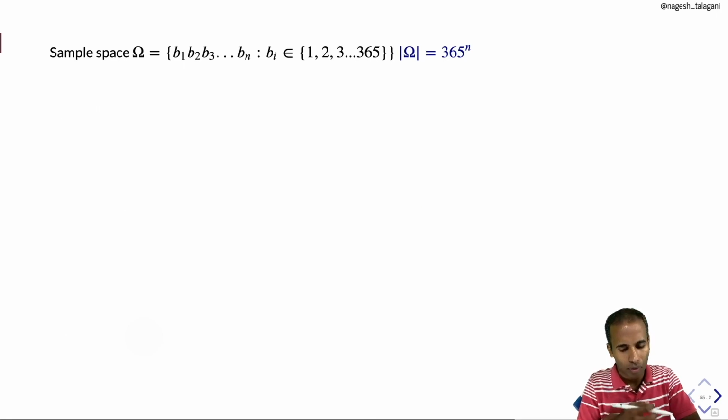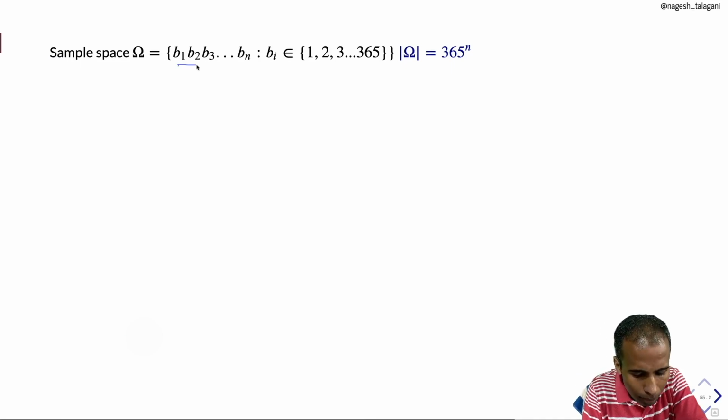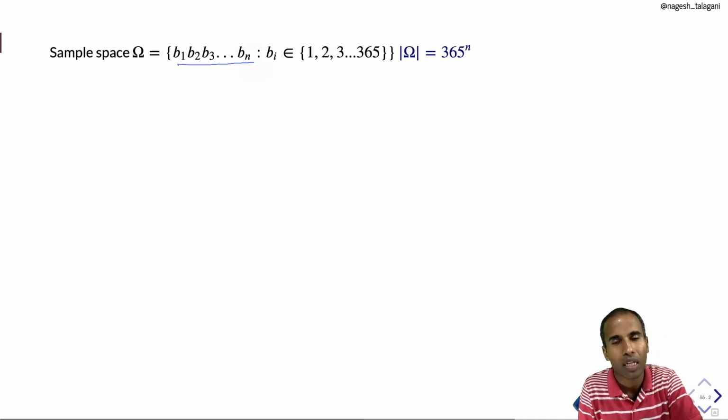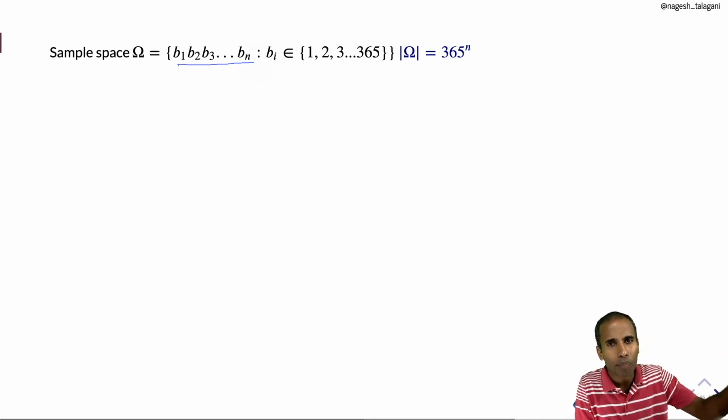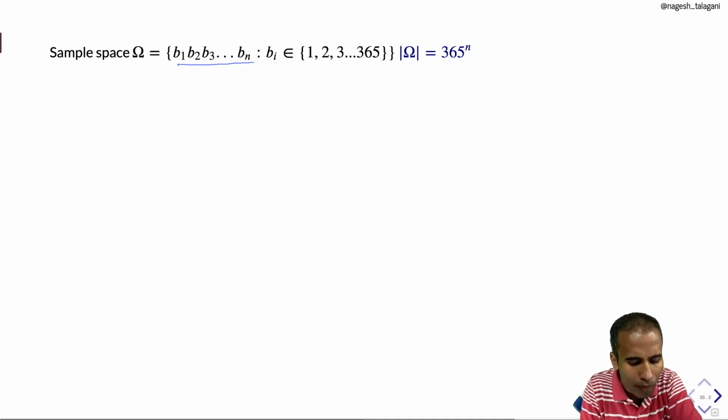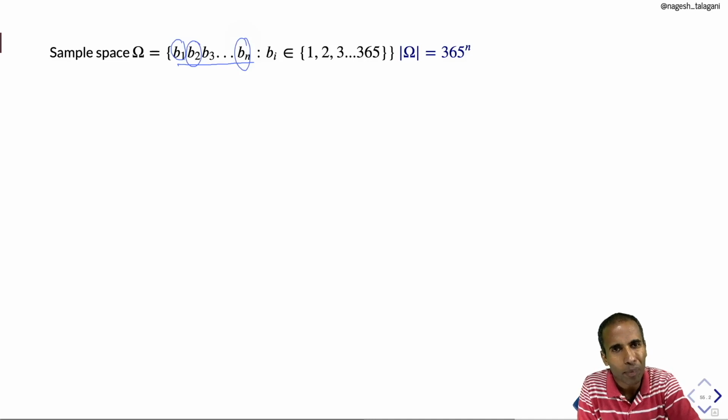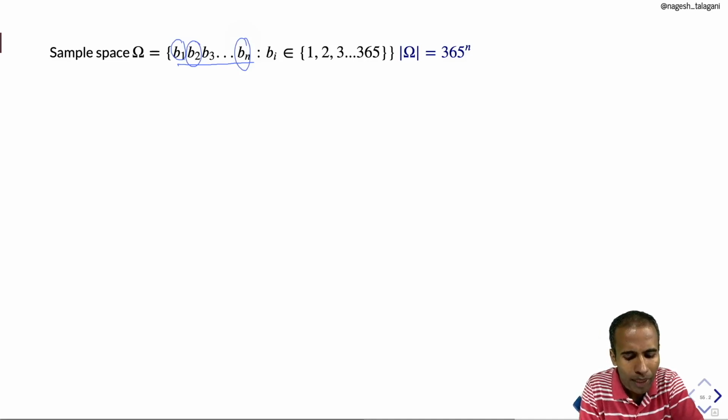Now, outcomes. We are going to observe the birthdays of n people, right? This is how I am going to describe an outcome: b1, b2, so on, bn. Let's say there are n people, person 1, person 2, so on, person n. Here b1 represents the birthday of person 1, b2 represents the birthday of person 2, so on, bn represents the birthday of person n. Each bi can be anything from 1 to 365.